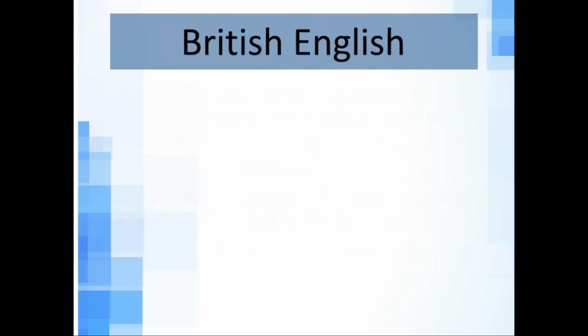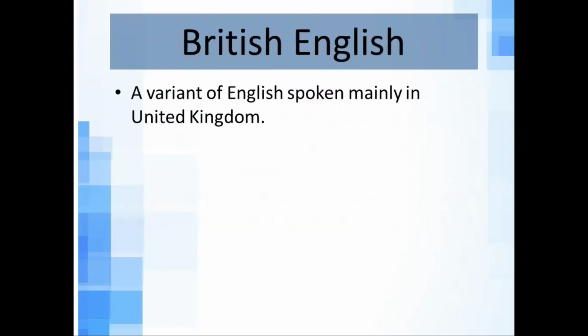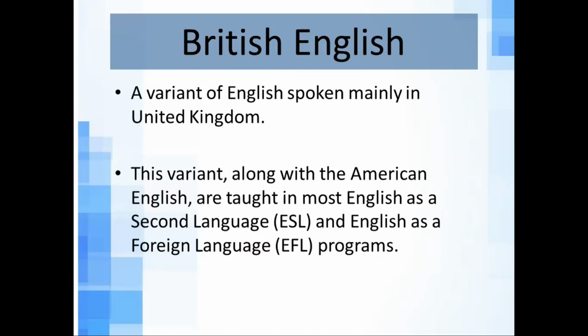And then British English, or the BRE, as its abbreviation, is a variant of English spoken mainly in the United Kingdom. This variant, together with American English, is taught in most English as a second language and English as a foreign language, or EFL, programs, usually either AME or BRE, which means American English or British English, because there might also be variations specifically with the lexicon, guys.